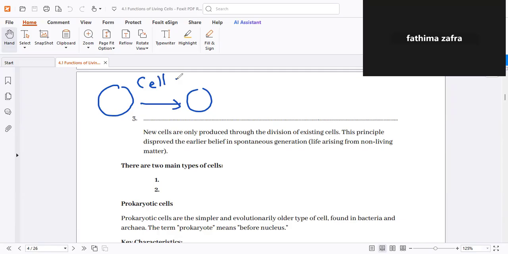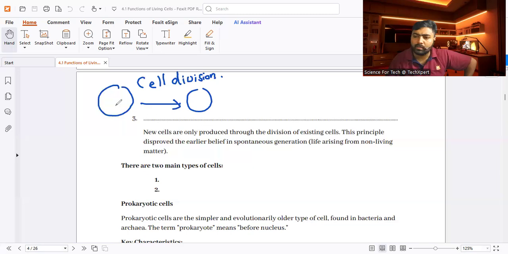Can we just write "cell division" rather than writing the full sentence? Rather than writing the full sentence, you are asking me for the cell division. Yes, it is okay. Actually, within the sentence, cell division is hidden. Okay, cell division is the hidden meaning of that term.